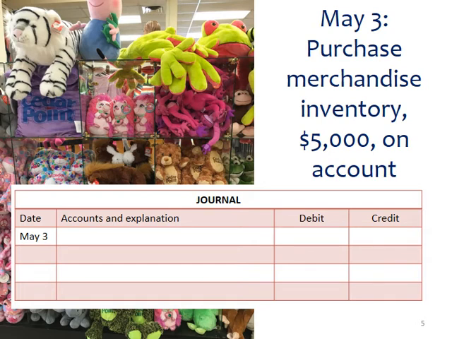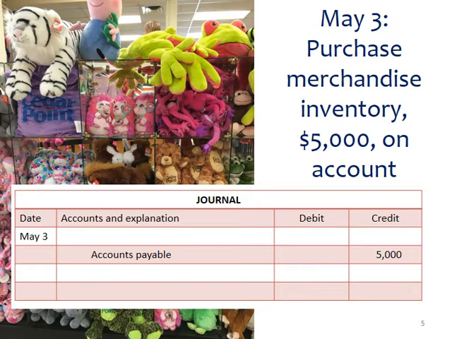Our next transaction happened on May 3rd. Cedar Point purchased merchandise inventory for $5,000 on account. When we see the words on account, that means this has to be accounts receivable or accounts payable. Cedar Point is purchasing merchandise inventory, which means it is dealing with a supplier. Supplier means accounts payable, so we're going to have accounts payable in this journal entry. Accounts payable is a liability. Accounts payable is increasing. So looking at the debit credit rules, we see to increase a liability, we will credit it.